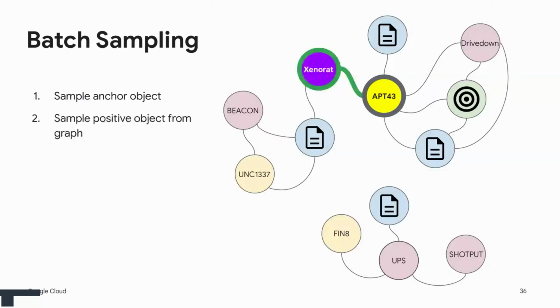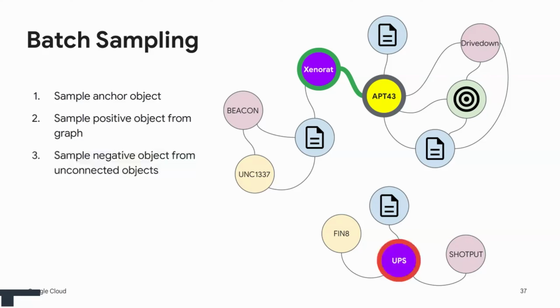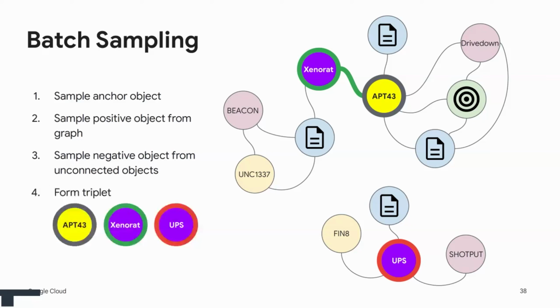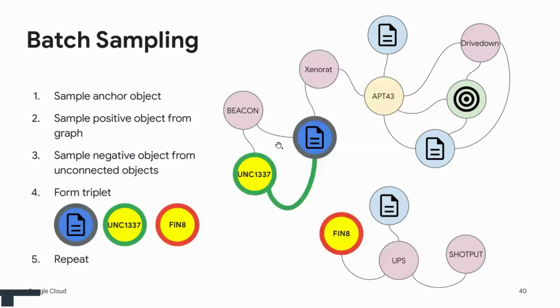Next, we're going to sample a positive from the graph structure, right? So some node that it's connected to. Here, we're going to grab the malware family Xenorat. We'll sample a negative from somewhere in the graph that it's not connected to. So in this case, we're going to grab the malware family UPS. We'll construct our triplet. Here I'm going to represent this as anchor, positive, negative. And we'll just repeat this until we've hit our batch size criteria, right? So our next iteration, we might come through and grab this report. And then our positive will be this threat actor UNC1337 it's connected to. Our negative will be FIN8, not connected. So that's the basic idea.